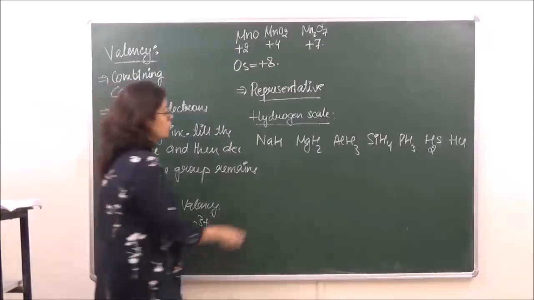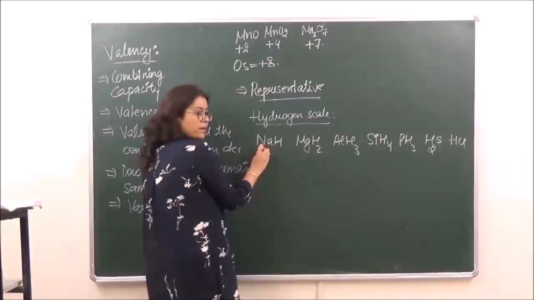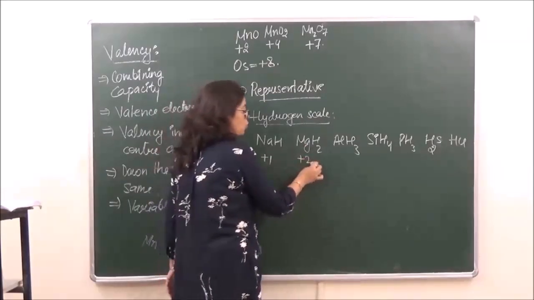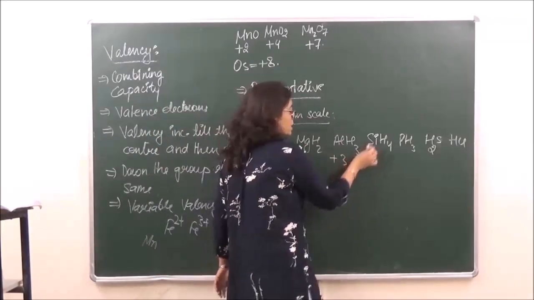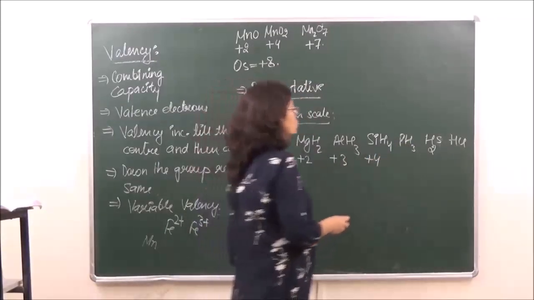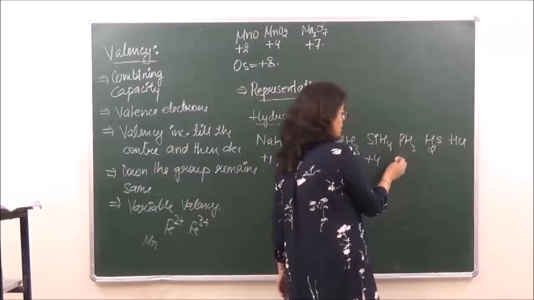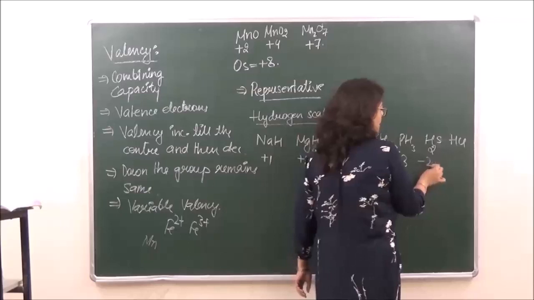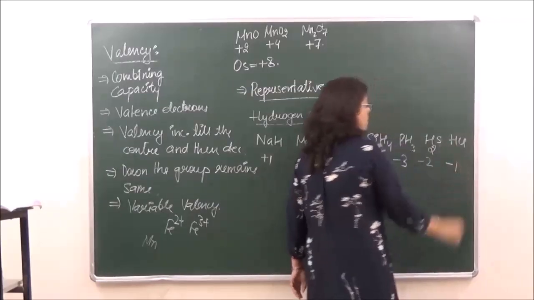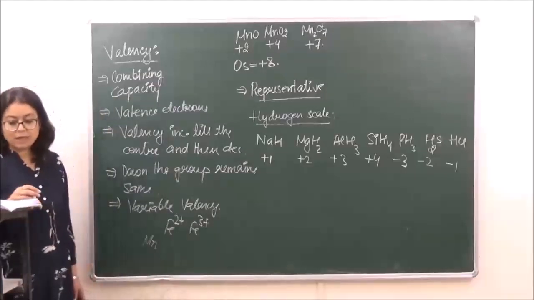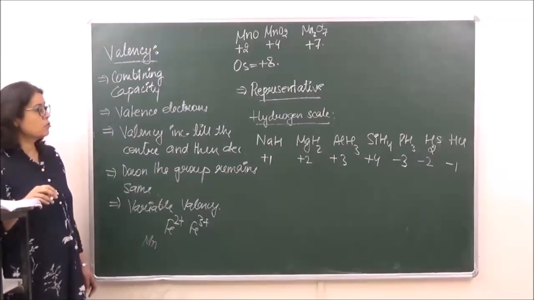Now let's calculate the oxidation state of sodium over here. It is going to be +1, magnesium +2, aluminium +3, silicon +4. Over here now it goes down to -3. ठीक है? और यहाँ पे कितना होगा? -2. और यहाँ पे कितना होगा? -1. Right? So the valency increases to +4 and then decreases to -1.